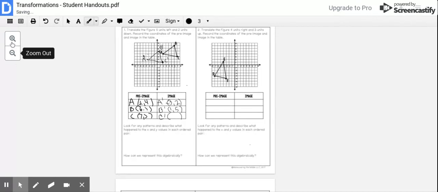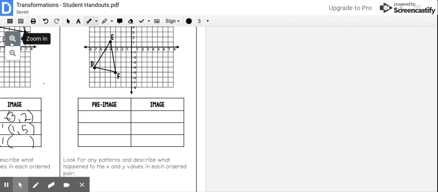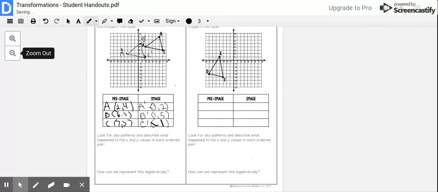And then C prime is 2, 1. That's 2, 1. Okay. All right.